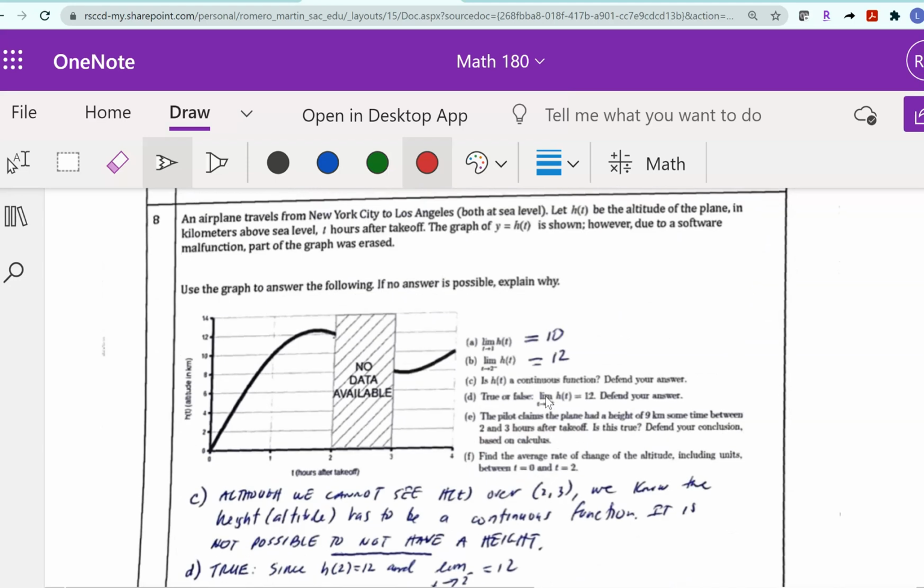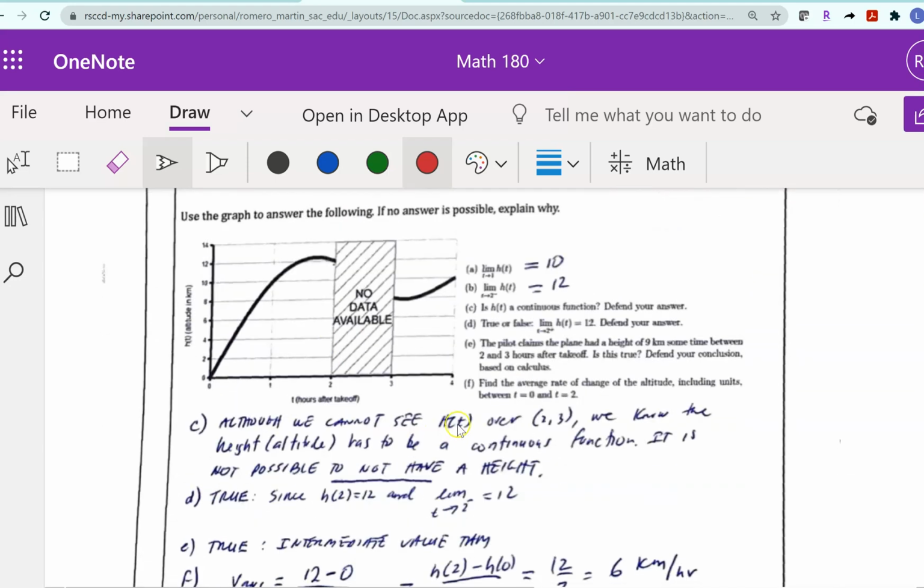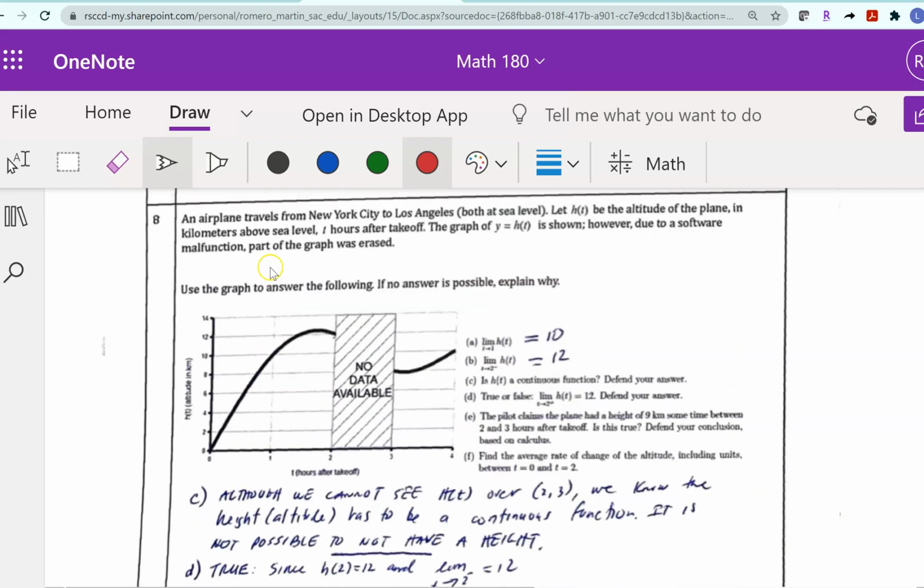Number 8. We have a graphical situation. There are some questions that we would have, right? Now, this situation is related to the altitude of a plane, which is going to be a continuous thing. And so that's something to keep in mind, right? Although we can't see the graph, we know it's going to be a continuous function given the context of the situation, right?